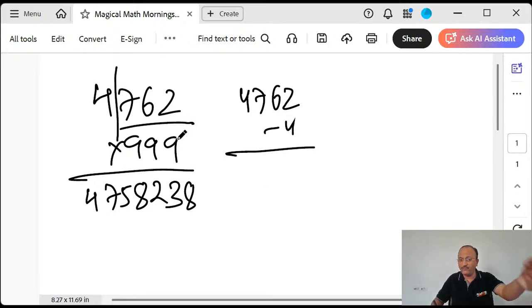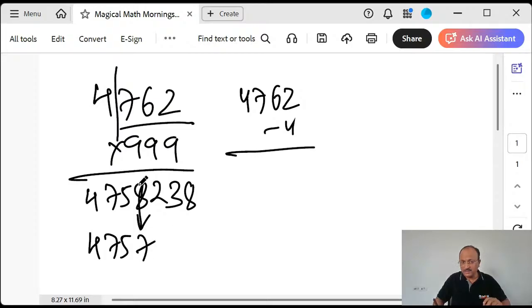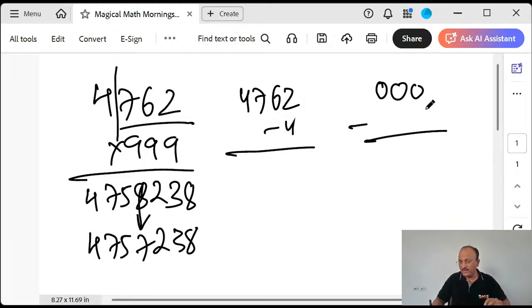This is what we do when we advance to that level. Or else, if this method is confusing, just write zeros. This is easier, correct? So you have to subtract this 4 from this entire number, and then you write one less than that. 4757 should come. And then just write the complements 238. Okay? Why one less than this? Because we are subtracting from 000. Whenever you are subtracting from 0, we take one less than that. So this method we'll try for one or two now.